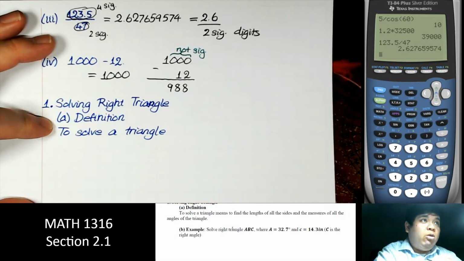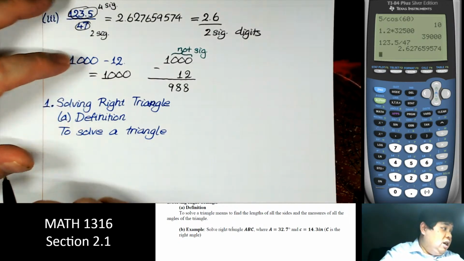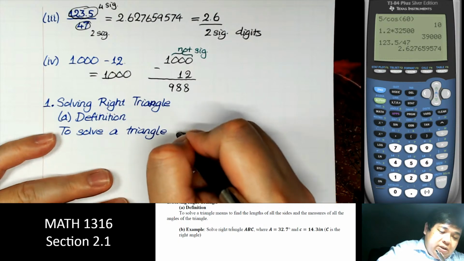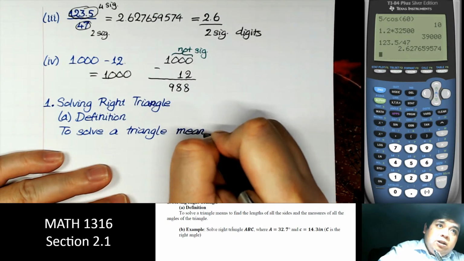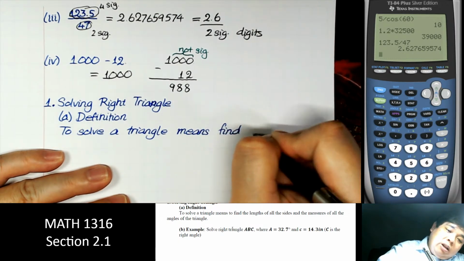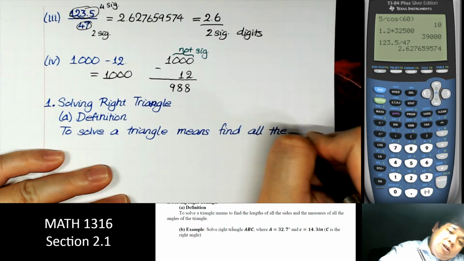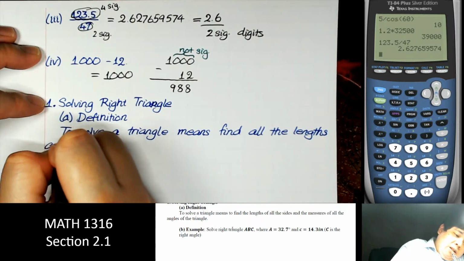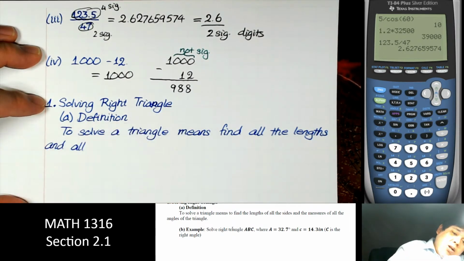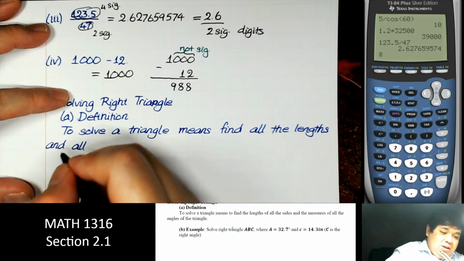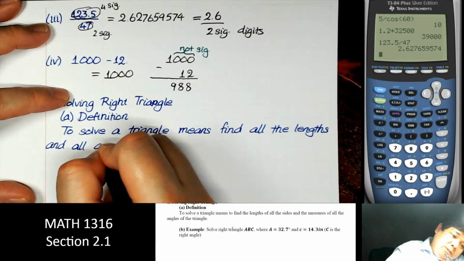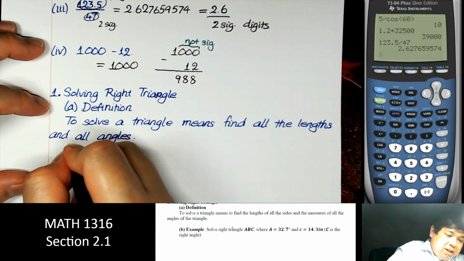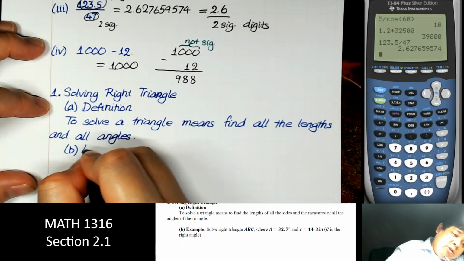Next we go to solving right triangles. This is a lot more important than the significant figures. To solve a triangle means to find all the lengths and all the angles. Let's see what we have. First example.